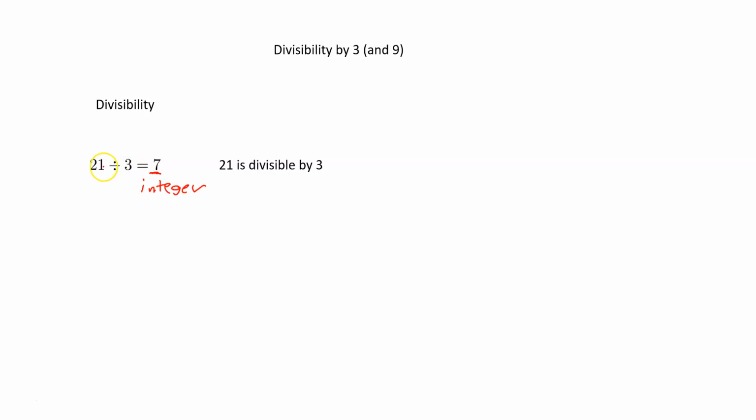Or basically I could say that 3 divides 21. There's a number of different ways we can say this, but 21 is divisible by 3. Whereas if I try to do the same thing with 5, we get 4.2. Because that's not an integer, we would say that 21 is not divisible by 5.